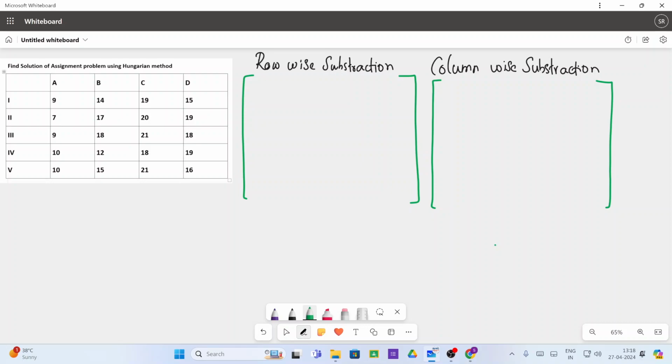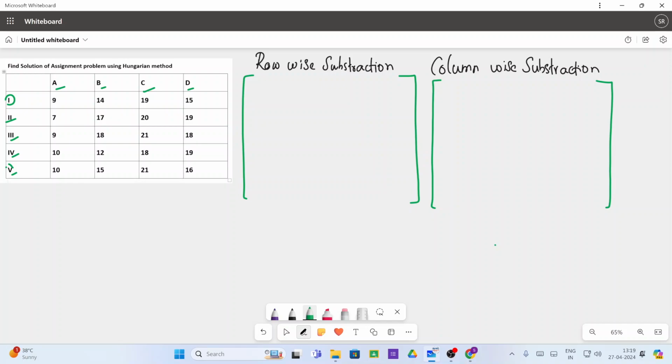So today we have a problem. We have, say, five people, people one, two, three, four, and five, and say, for example, these are jobs. So four jobs we have. We have to assign these people for different jobs.